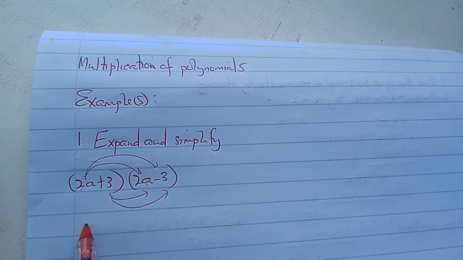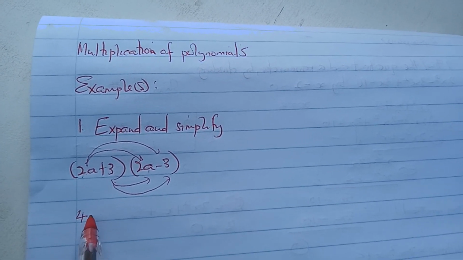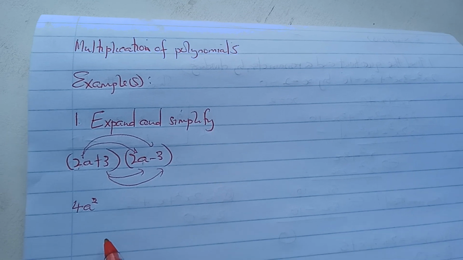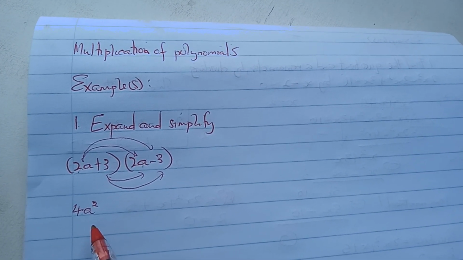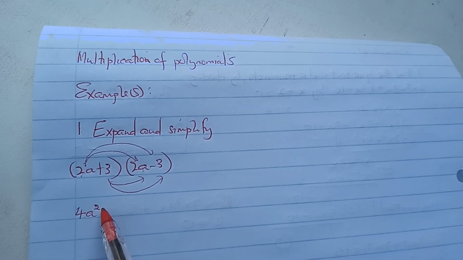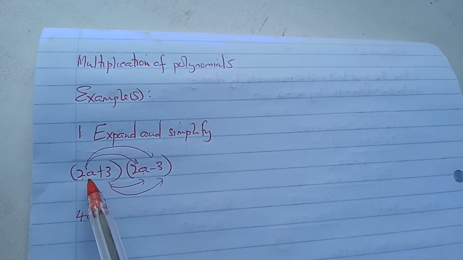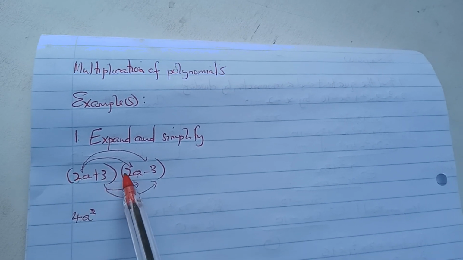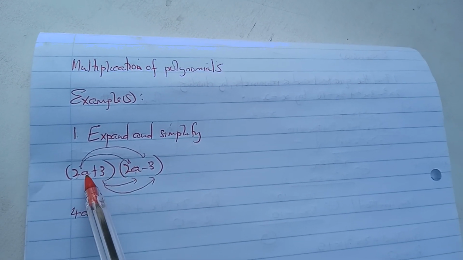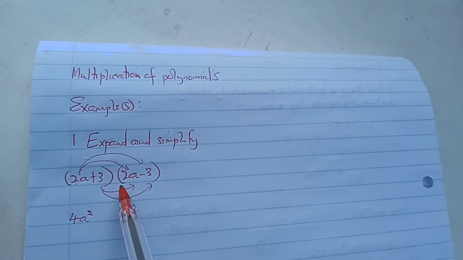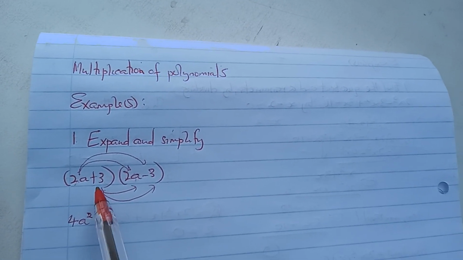The answer is 4a to the power of 2. I'm sure you understand how we ended up getting 4a to the power of 2. Why? Because we multiplied 2a by that 2a. In other words, this 2 by this 2, the answer is 4. And then this a by that a, the answer is a squared, because there are now two a's.